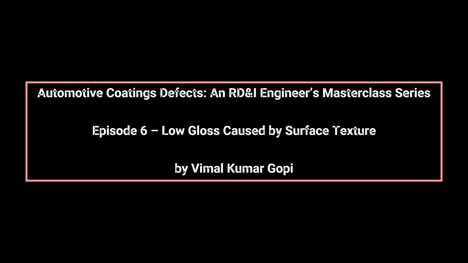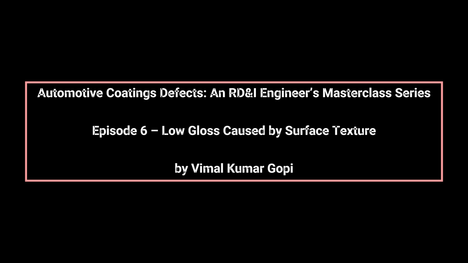Low gloss in solvent-borne automotive coatings is very often misinterpreted as a chemistry or curing failure, when in reality it is frequently the optical consequence of surface texture. From an OEM RD&I perspective, gloss is not an independent material property, but an optical outcome governed by how light interacts with the cured coating surface. To understand low gloss correctly, we must stop treating it as a standalone defect and instead view it as the final symptom of upstream surface formation issues such as orange peel, poor leveling, stippling, and overspray roughness.